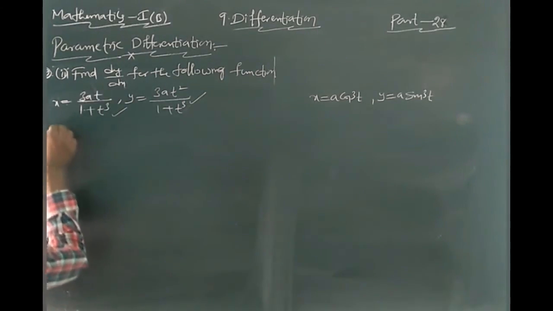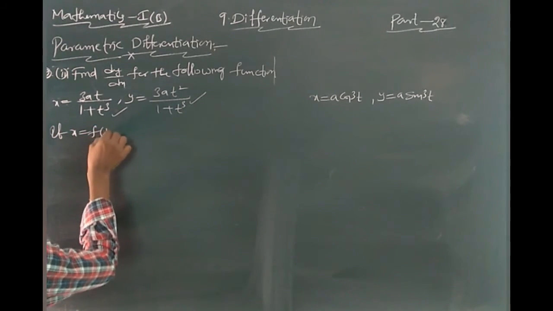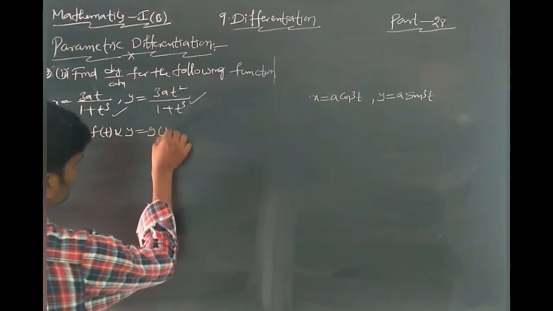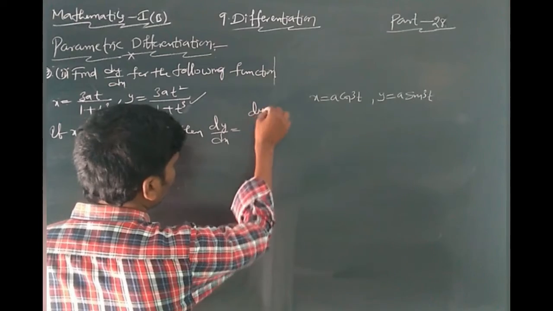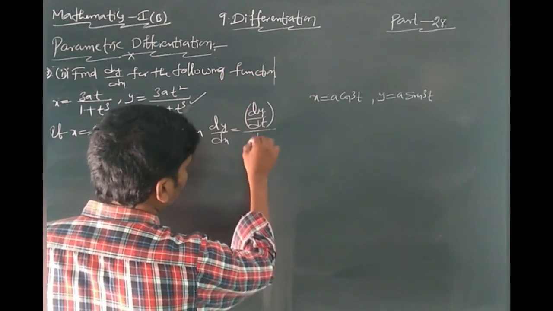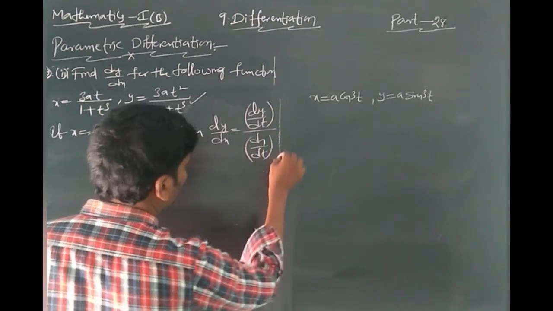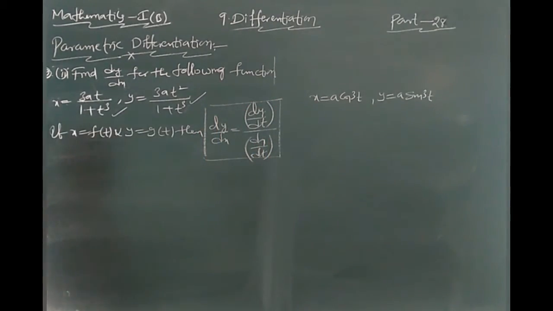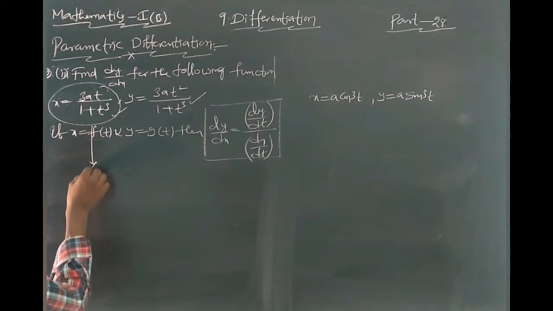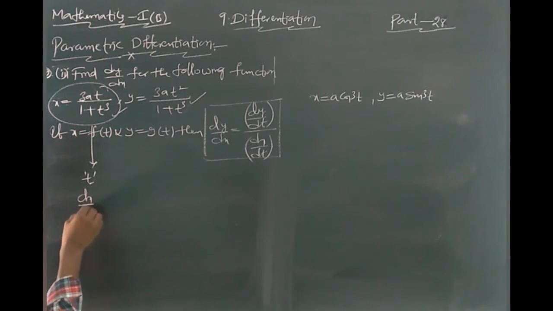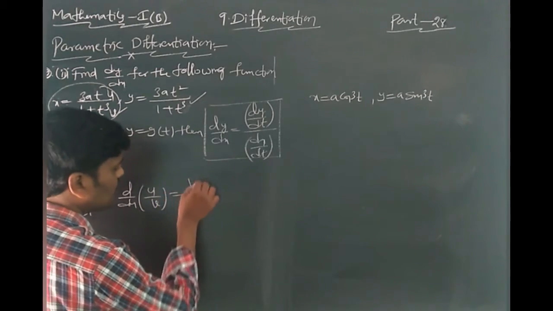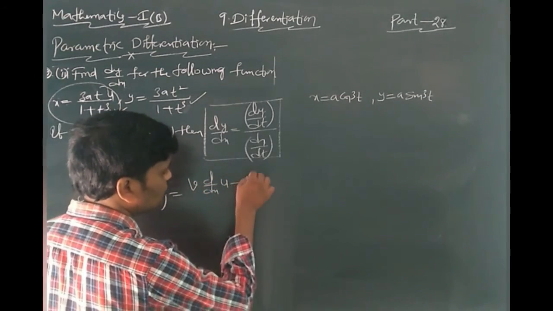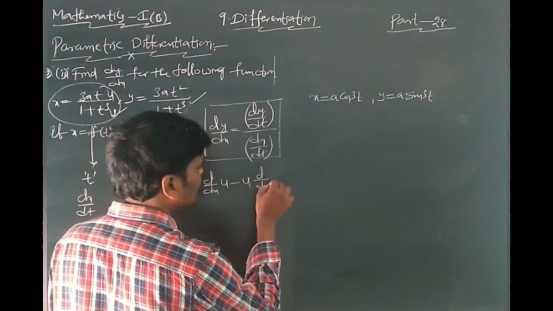Here we can write the formula. What is that formula? If x is equal to f of t and y is equal to g of t, then dy by dx is equal to dy by dt by dx by dt. This is the formula of the parametric method. First we have to take this function's derivative with respect to t, you get dx by dt. Here you can use the u by v formula. What is that formula? d by dx of u by v is v into d by dx of u minus u into d by dx of v, whole by v square.